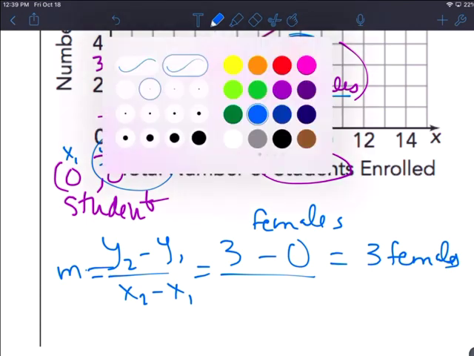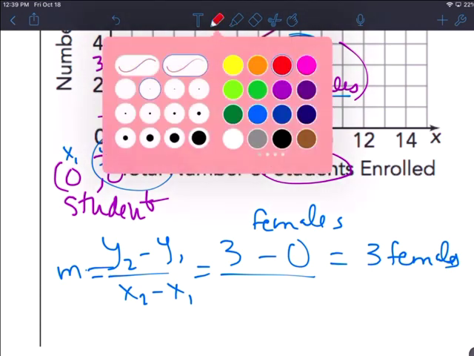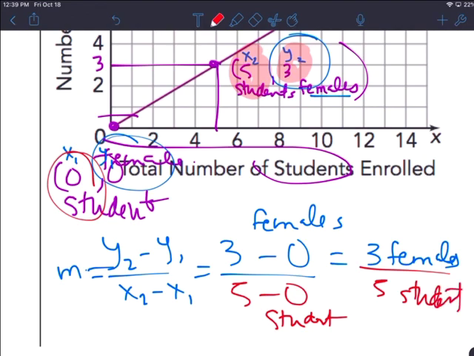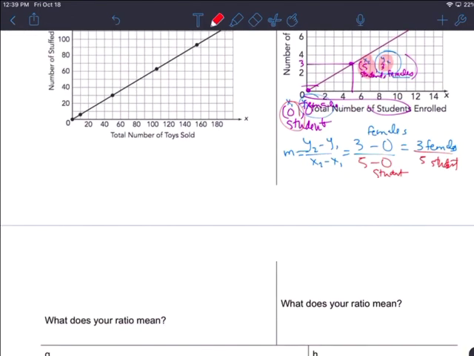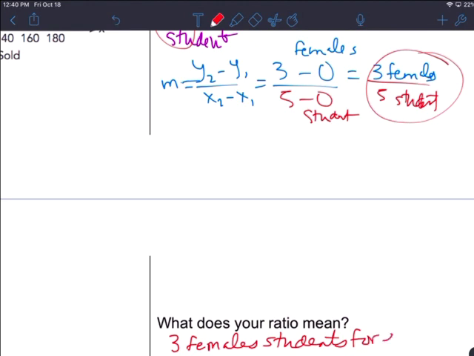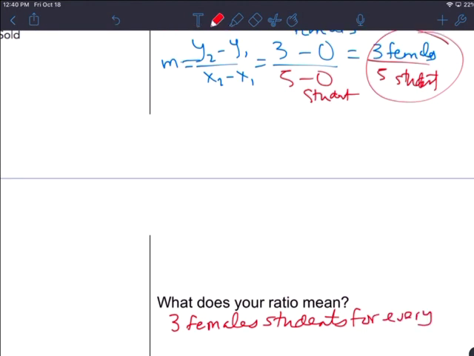X sub 2 is this 5 students minus 0 students equals 5 students. So what does your answer mean? 5 students, 3 female students for every 5 students total. 3 female students for every 5 students total. Period.